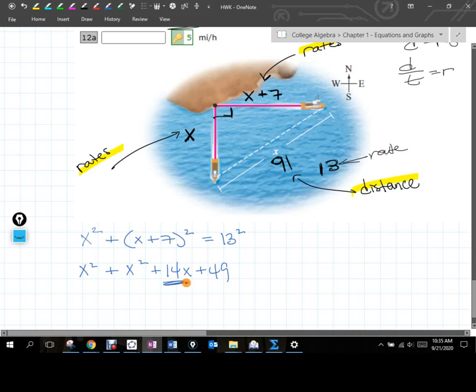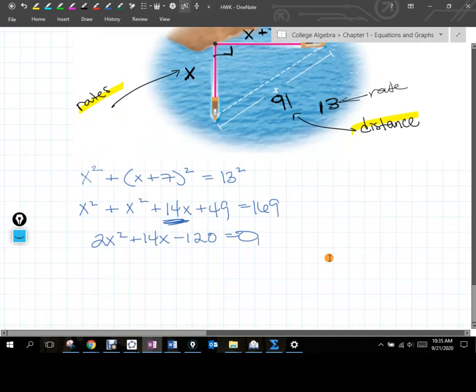Number one error? Forget the O and I. So it equals 169. I'll combine like terms: 2X squared plus 14X minus 120 equals 0. Okay, so I factor out the 2.